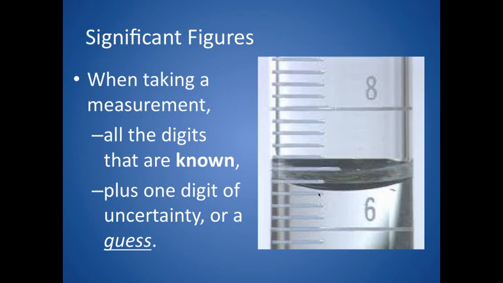You need to make one more digit of guess. So I'm going to say that's on the line, and I'm going to say 6.60. But in this case, that 0 is my guess. This is considered a proper measurement. 6.6 is not enough. Obviously, if you were to just say 6, you can do better than that.